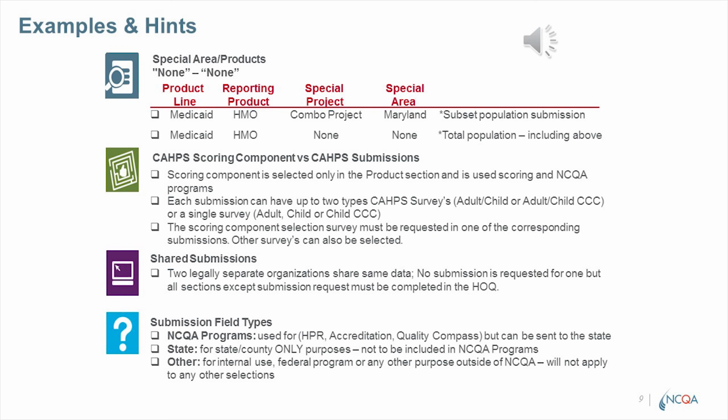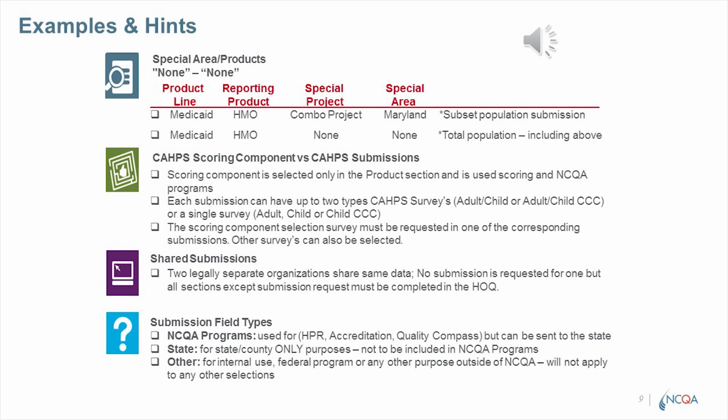In general, the NCQA programs is the selection that should be made. It's used for NCQA products and accreditation, but it can also be used for state submissions. So if you have a submission that has to go to the state, and that's the only submission that you're doing, you don't want to select state. You want to select NCQA programs. We'll use it in our programs, and we'll also give that data to your state.